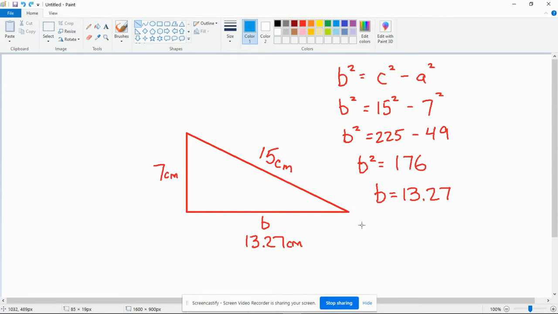And that's how you solve for the short side of a triangle when you don't know what it is. Excellent job.